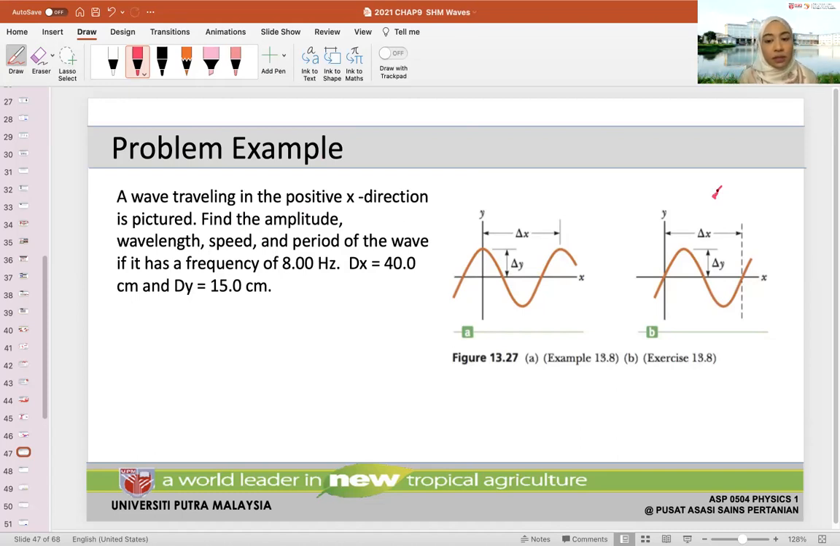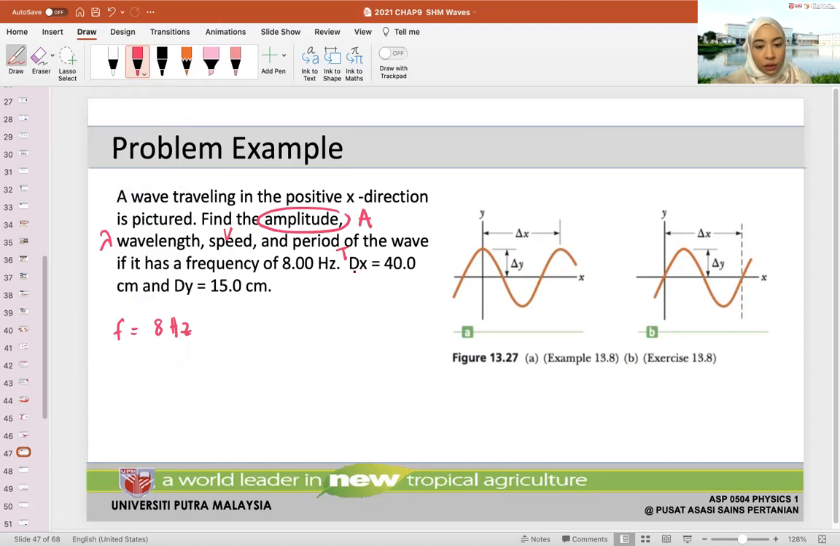So this is a problem example I got from our textbook. You can access it on WebAssign ebook. This is a wave traveling in the positive X direction, to the right. Find the amplitude, A, wavelength, lambda, speed, V, and period, T, of the wave if it has a frequency of 8 hertz.